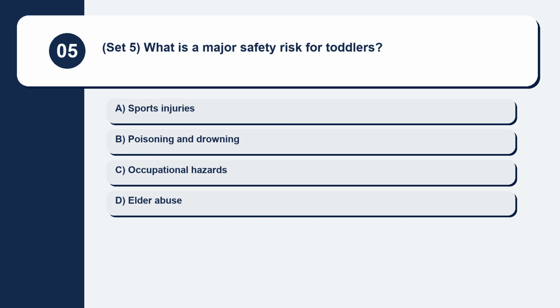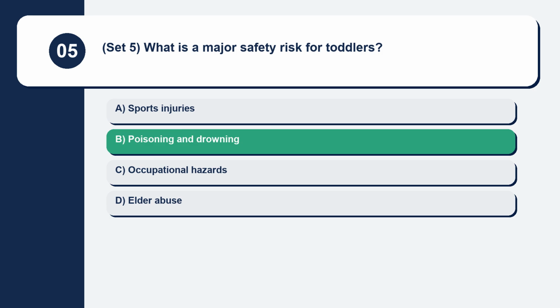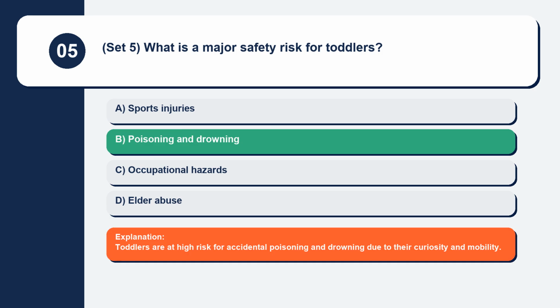Question 5. Set 5. What is a major safety risk for toddlers? Sports injuries, poisoning and drowning, occupational hazards, elder abuse. Toddlers are at high risk for accidental poisoning and drowning due to their curiosity and mobility.